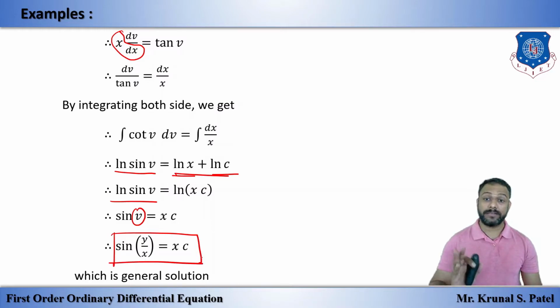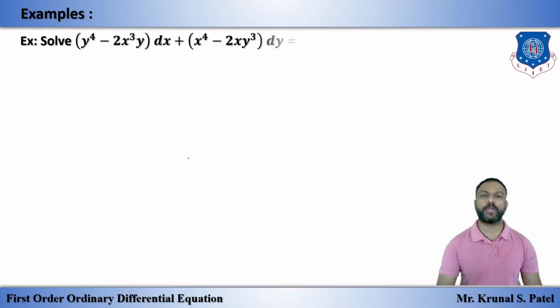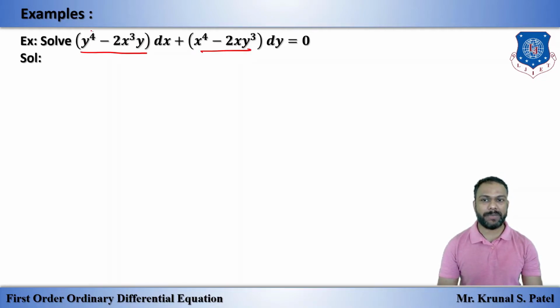Okay, this is a simple example I have taken. Now we have a particular example which looks like an exact homogeneous equation. Here you can see this is M of x comma y, and this is N of x comma y. This term has total power 4. This also has total power 3 plus 1, which is 4. This term is also power 4, and this term is also power 4.